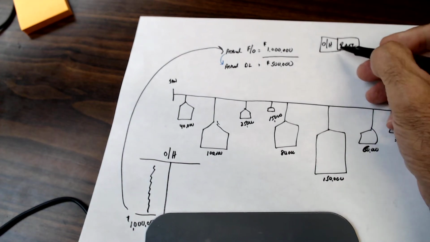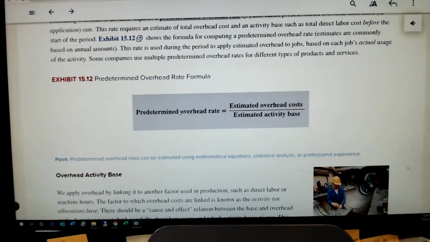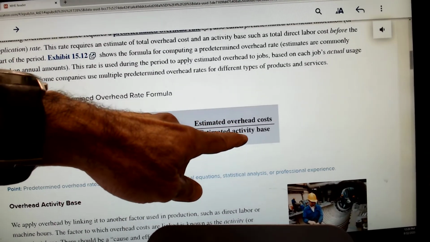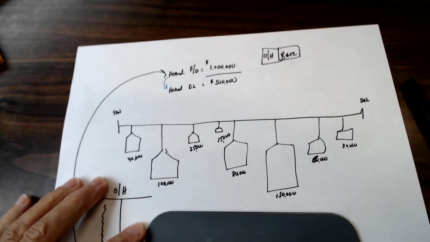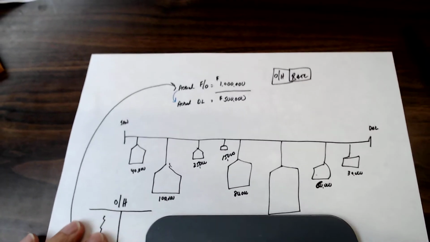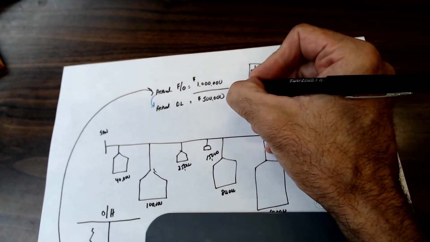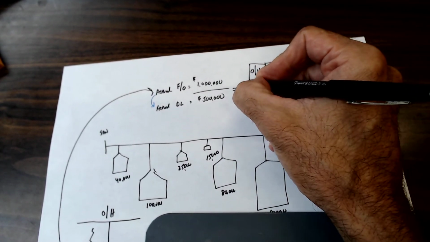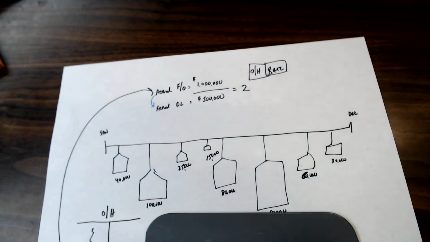So we're going to come up with our rate. Our overhead rate is a function of, and it's right here in the book, overhead cost divided by what they call an activity base, which is labor. And if you do this on a calculator, if you take $1 million divided by 500,000, that's going to come up with 2. 500,000 goes into a million twice.